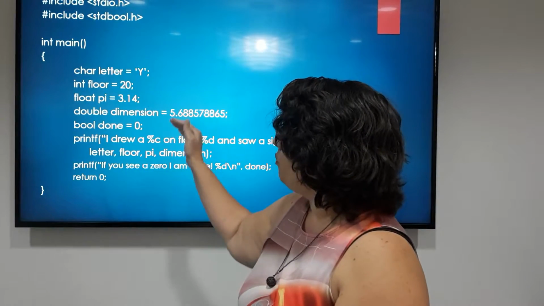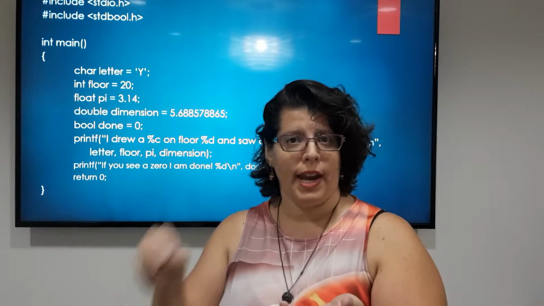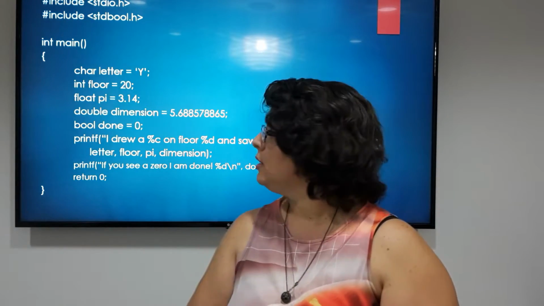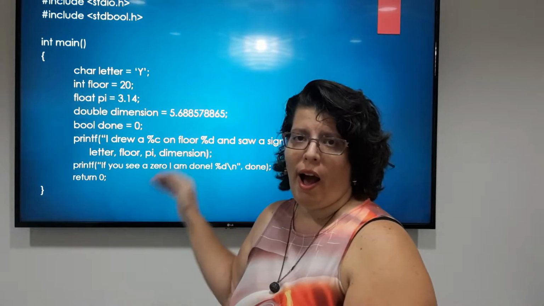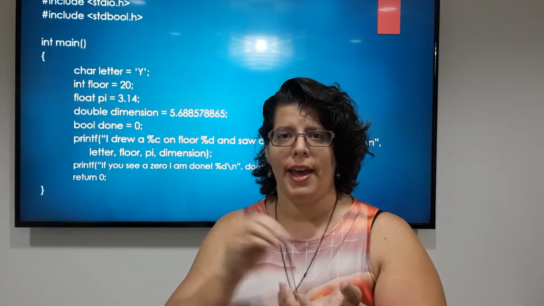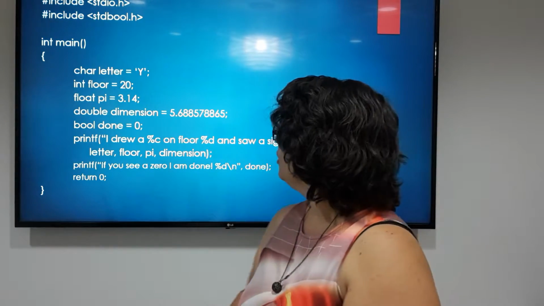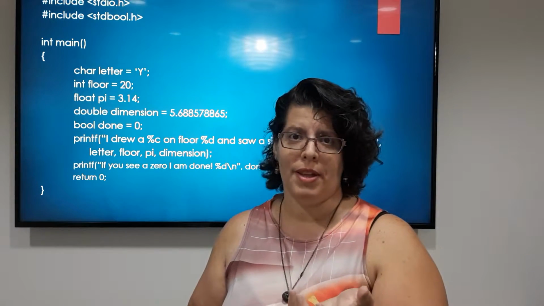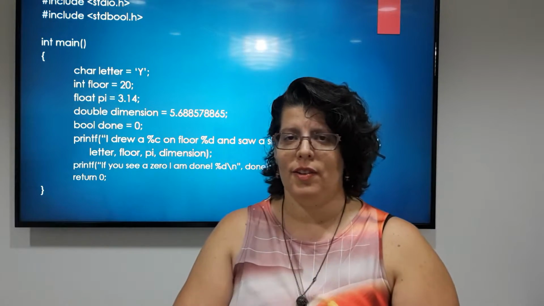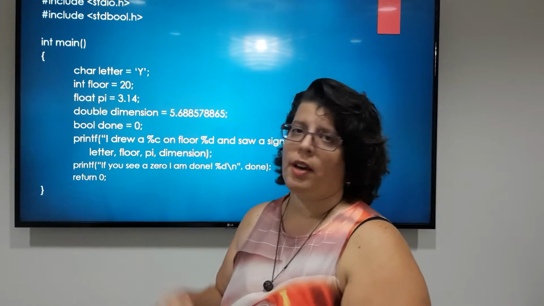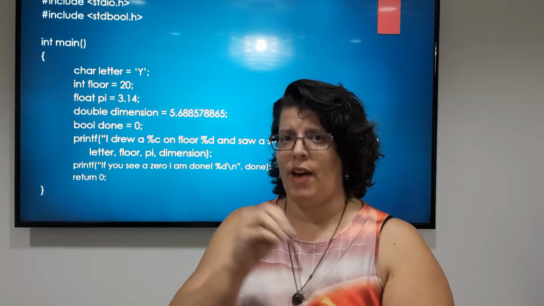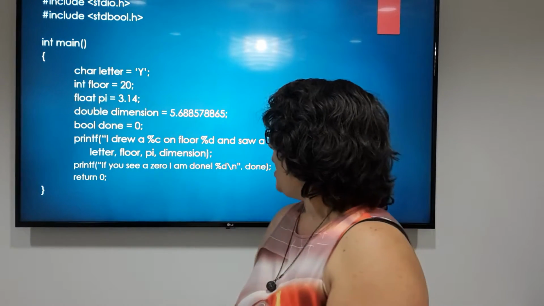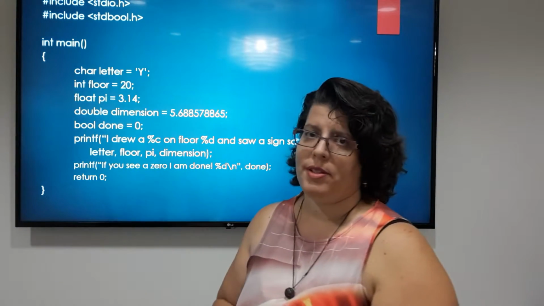I have an int called floor, so I have a variable called floor, and I have an integer value in it. I have a float called pi. I invented a variable called pi. It has a float value in it. I have a double called dimension. So again, I invented a variable called dimension, and I put a double value in it. I have a boolean called done, and I put a value inside of done. And then I have my two printf statements.